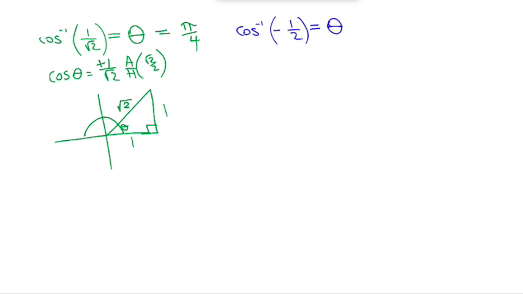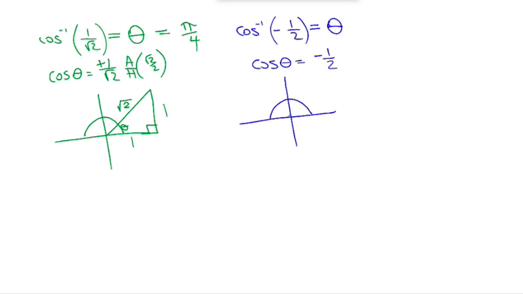All right, so rewrite it as cosine of theta is equal to negative 1/2. Where is cosine negative? In the second and third quadrant, but cosine inverse only works in the top two, so it has to be in the second quadrant.